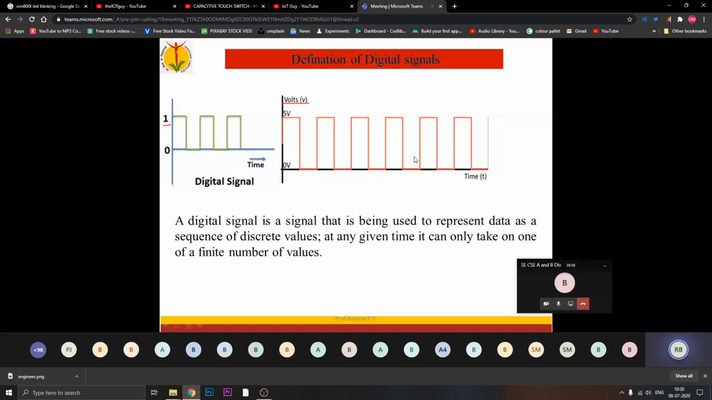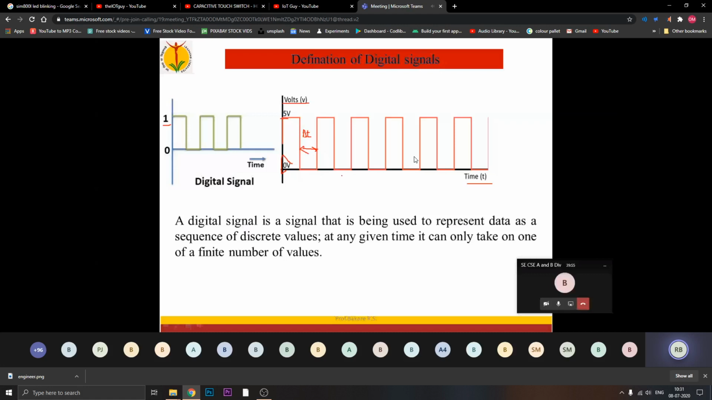It occurs continuously with respect to time t over a specific time period delta t. This is the delta t time interval. At a particular delta t, it occurs as 5 volt, at another delta t it occurs as 0 volt, again 5 volt, again 0 volt, again 5 volt over the period of continuous time t. This is the definition in terms of voltage.